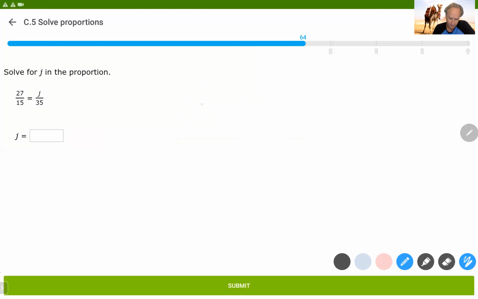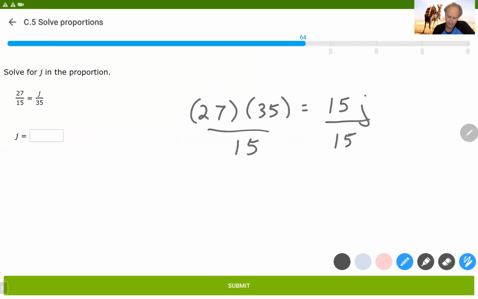So 27 times 35. And I know you're going to be tempted to grab your calculator and just do this that way. The thing is that it's almost as easy to put your 15 on the other side and notice that 5 goes into 15 3 times. And 5 goes into 35 7 times. And 3 goes into 27 9 times. And 9 times 7 is 63.